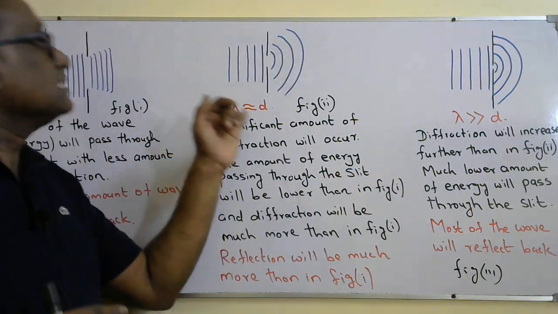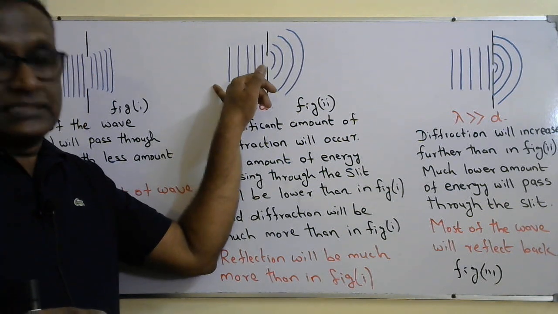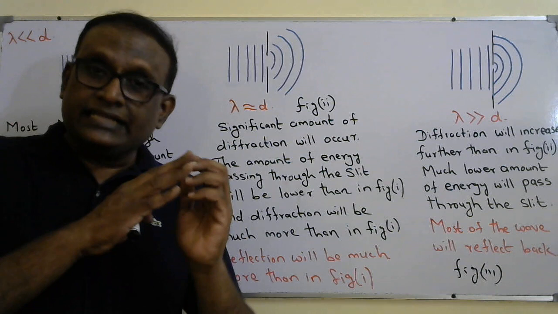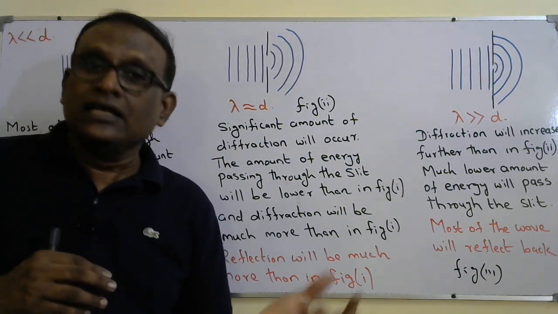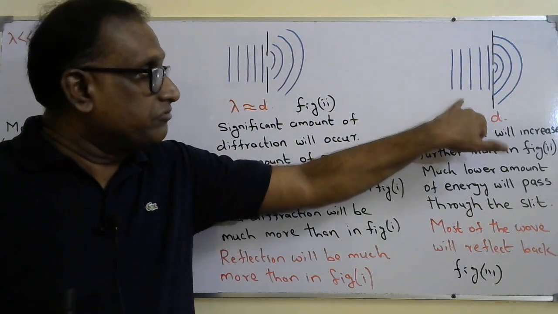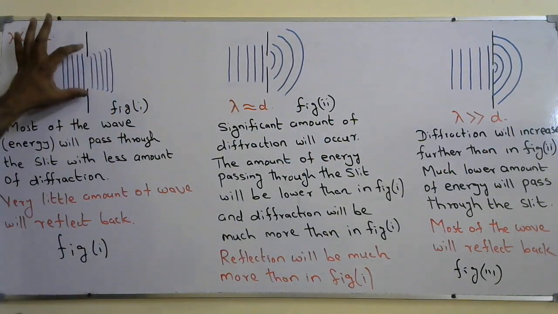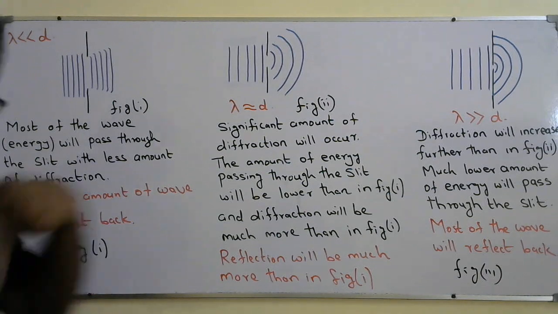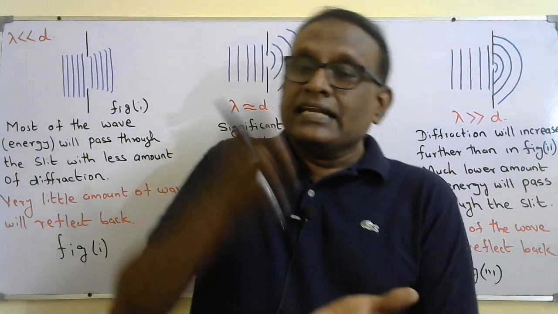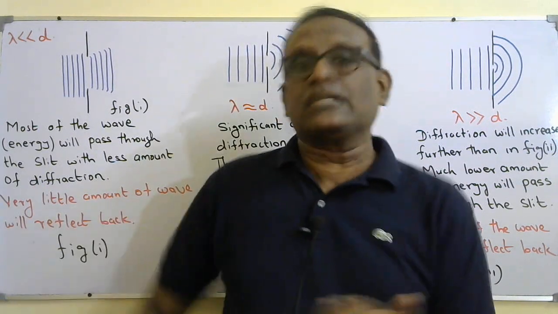When the wavelength is almost equal to the slit size, there will be energy passing through the slit with significant diffraction. There will be reflection. That reflection will be lower than the reflection here. When the slit size is much larger than the wavelength, most of the energy will pass through the slit. Less diffraction, and less reflection also.